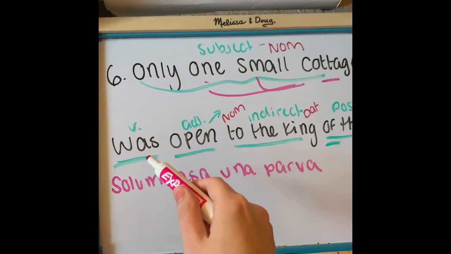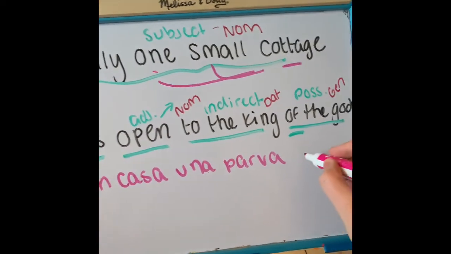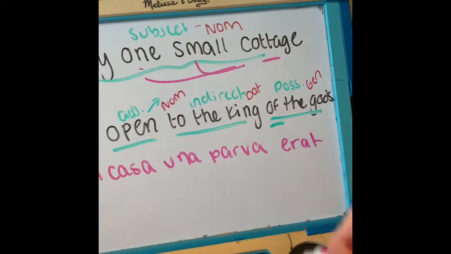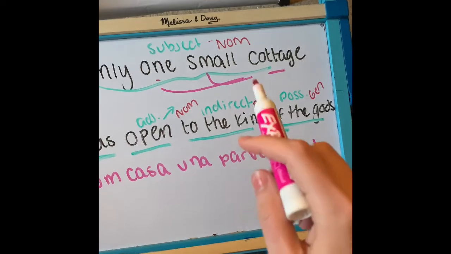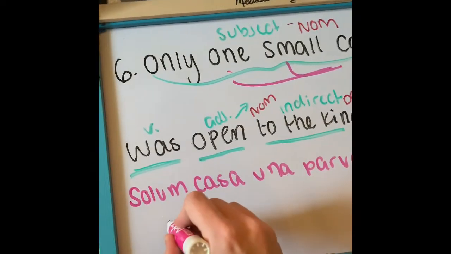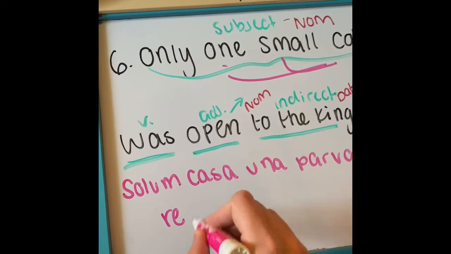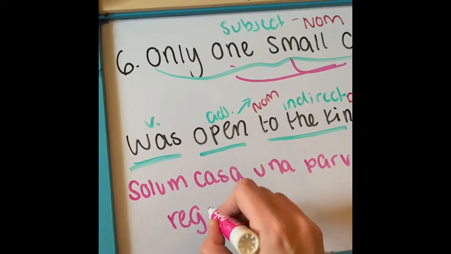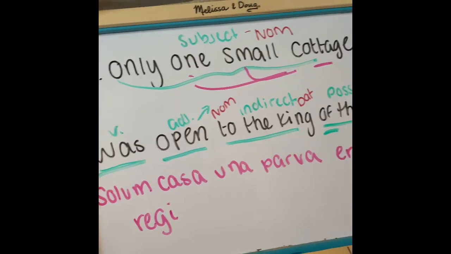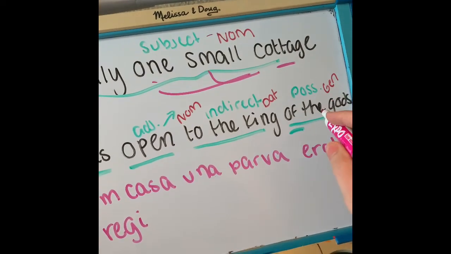Was, that's our verb here. So let's think of he was, she was, it was. That's our eram, eras, erat chart because it's past tense. So eram, eras, erat. One small cottage was. Since it was open, let's think of apertus. But it's got to actually pair with our terms that we've already used. And so casa una parva, so it's going to be aperta.